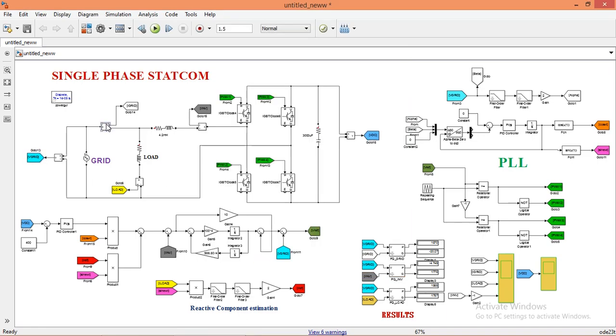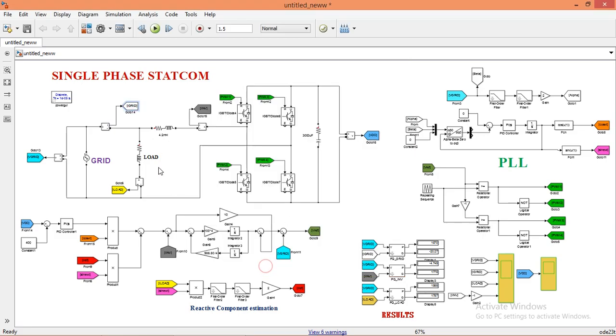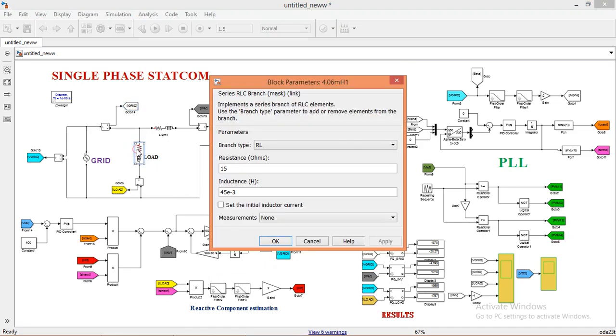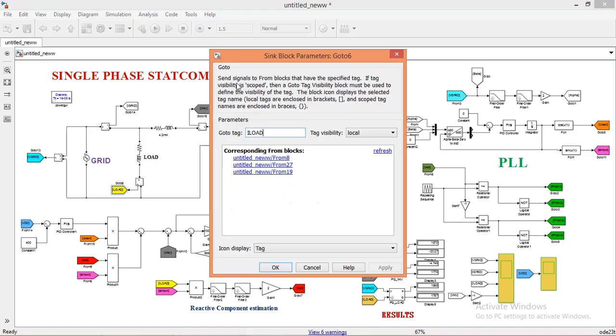This is a current measurement block used to measure the current supplied by this grid, and I have labeled this current as I grid, again using a goto block. This is the load I am using. Currently I have placed an RL load of resistance value 15 and inductance value 45 millihenry. And this is a current measurement block used to measure this current, so I have named this as I load using a goto block.